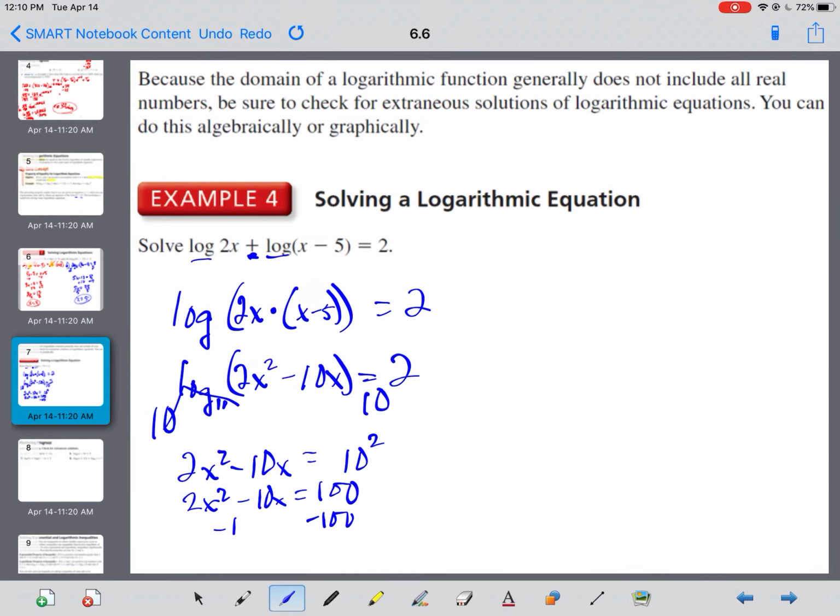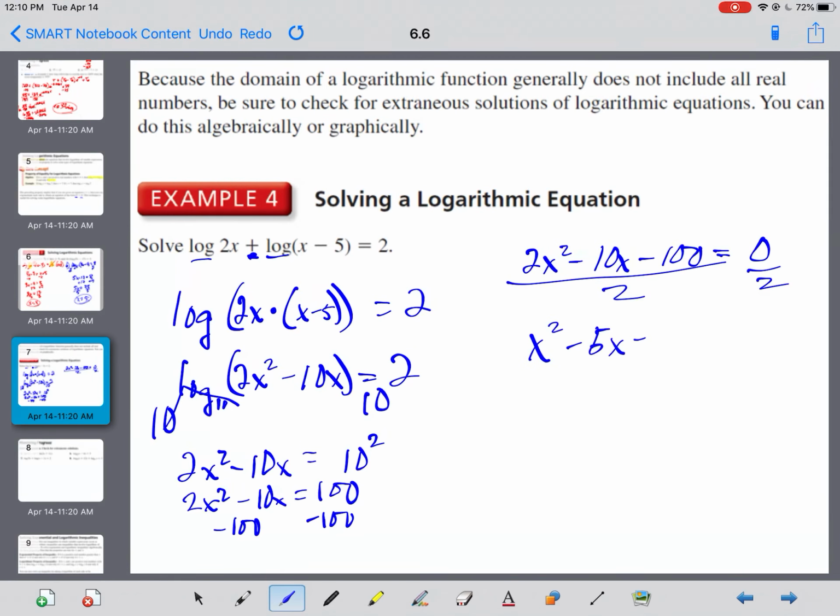So 2x squared minus 10x equals 100. Move the 100. This is a quadratic, so we're going to set it equal to 0. So 2x squared minus 10x minus 100 equals 0. Now what I would do is divide the 2 out of everybody. Make it x squared minus 5x minus 50 equals 0.